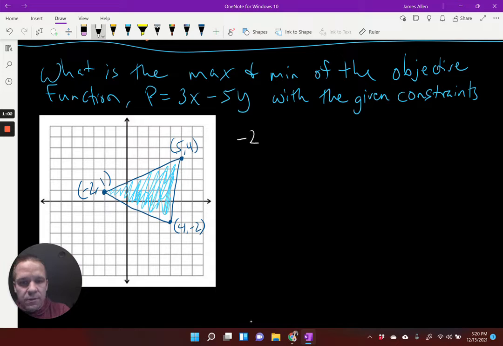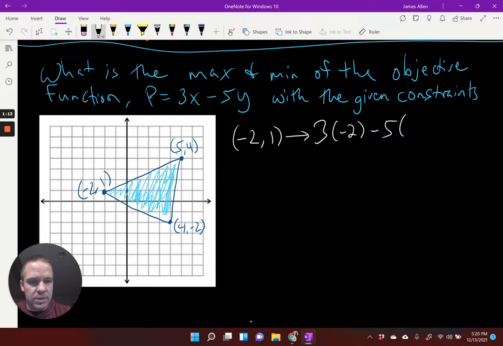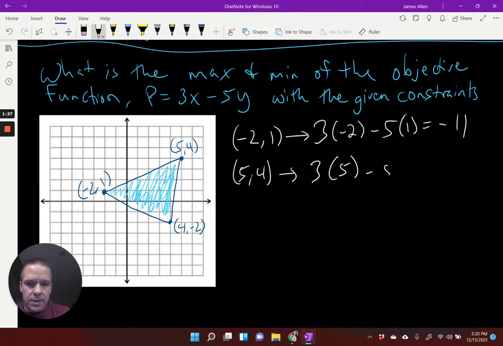So if I start with negative 2, comma 1, that would be 3, and then we'd have negative 2 in for x, minus 5 times, and then 1 in for y. And I'm going to get negative 6 minus 5 is negative 11. Okay. Then for 5, 4, I have 3, and then 5's in for x. And then I have 4 in for y. I'm going to get 15 minus 20 is negative 5.